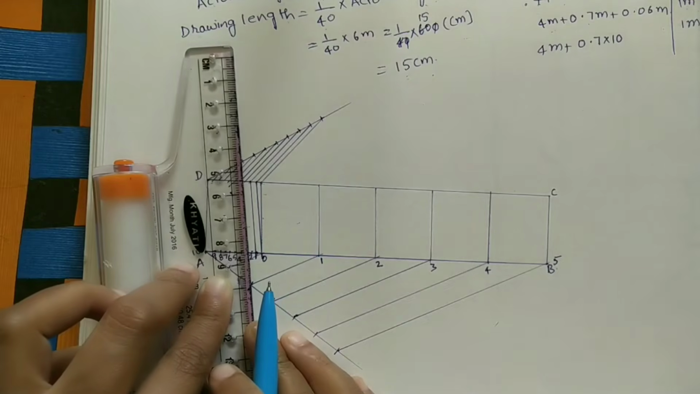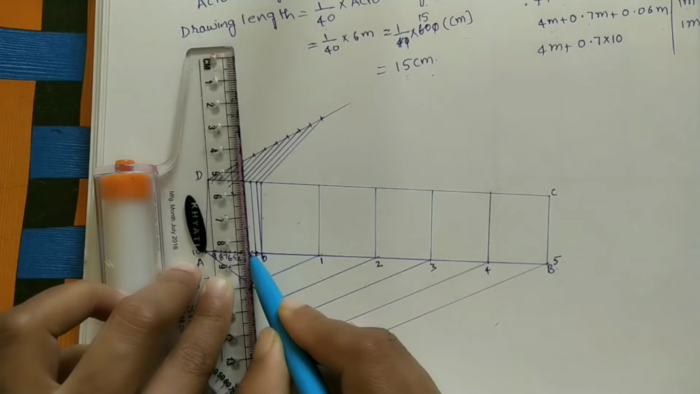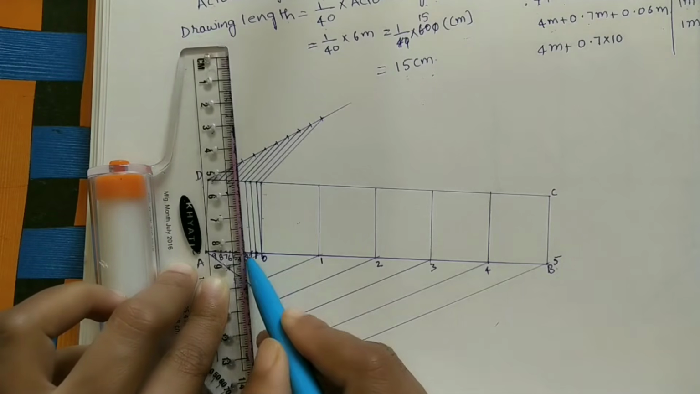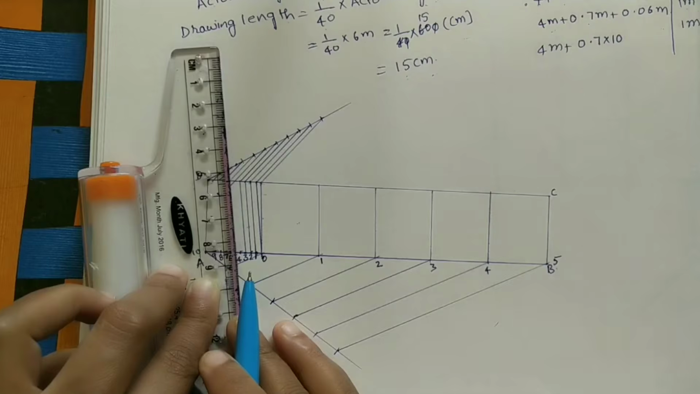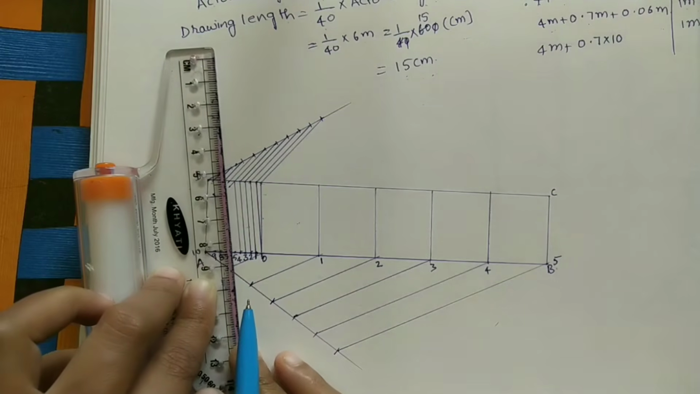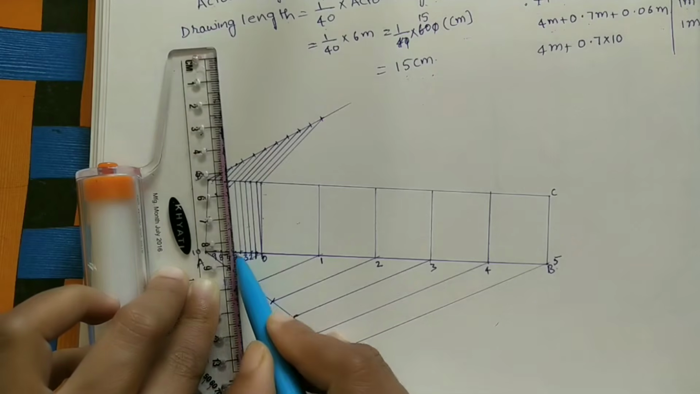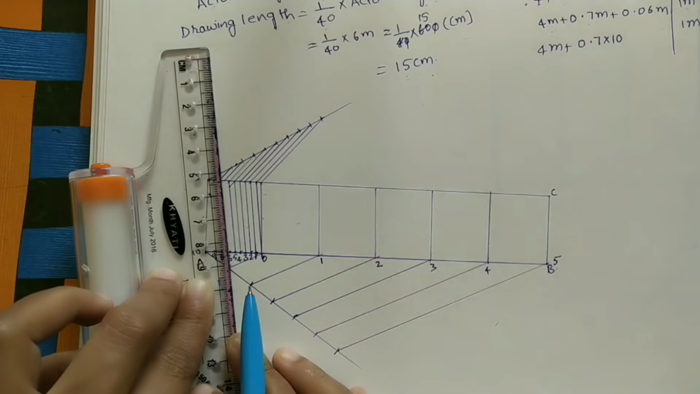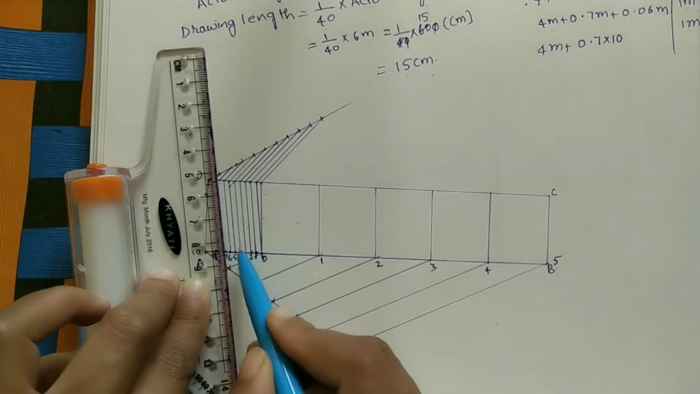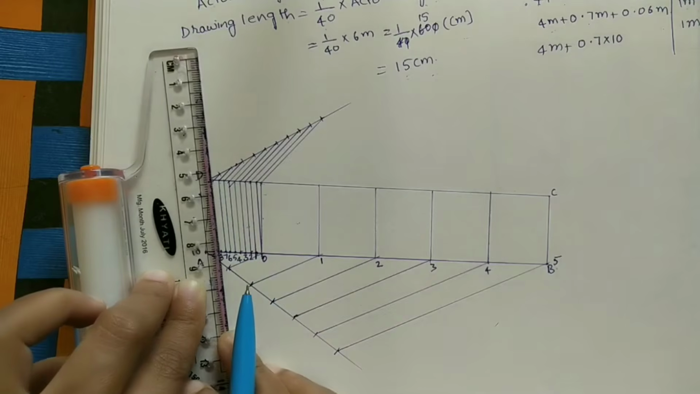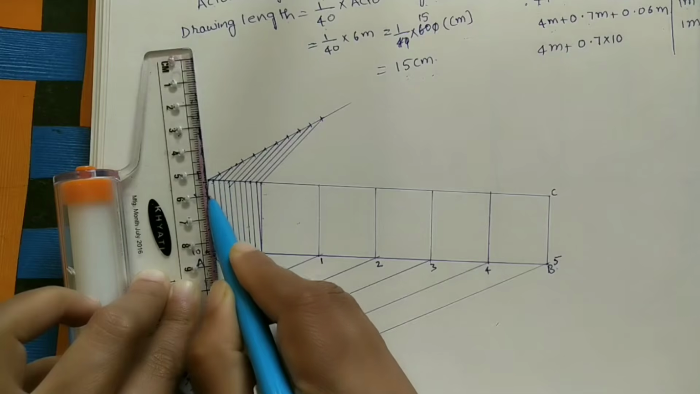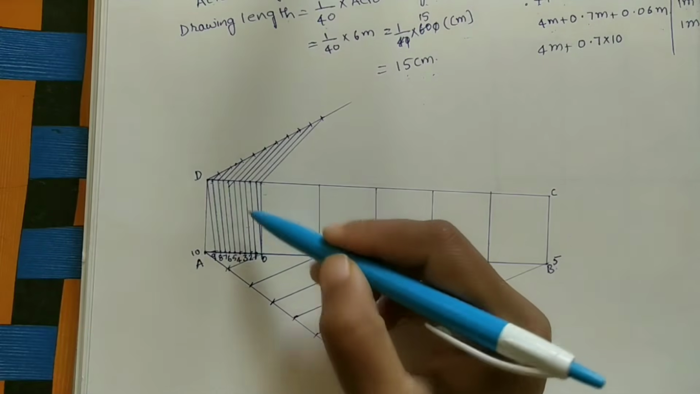And then 2 to 3. Do carefully. We are getting the diagonal lines. 3 to 4. 4 to 5. 5 to 6. 6 to 7. Here 7 to 8. Here 8 to 9. Here 9 to the last point. Okay, if you see here we are getting the diagonal lines.